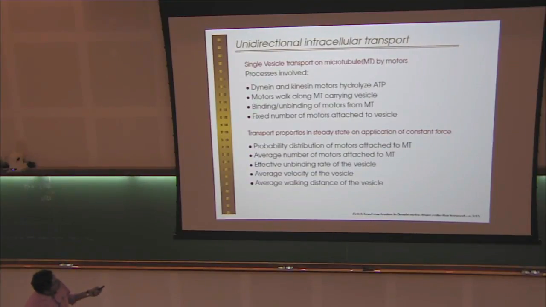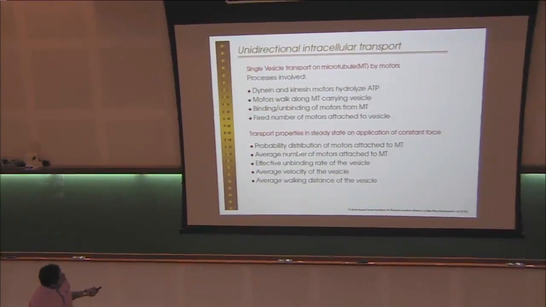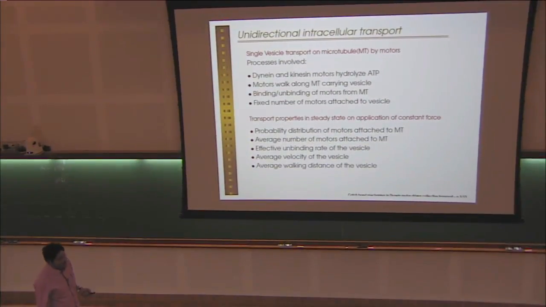It's only the number of motors attached to the filament which can change because of the stochastic binding and unbinding processes. What we are interested in is studying the transport properties in steady state when this vesicle cargo is subject to a constant external load force. How can we characterize it? We can characterize it in terms of, for instance, the probability distribution of the motors attached to a single microtubule filament, or the average number of motors attached to the microtubule filament, and similarly the effective unbinding rate of the vesicle from the filament track.